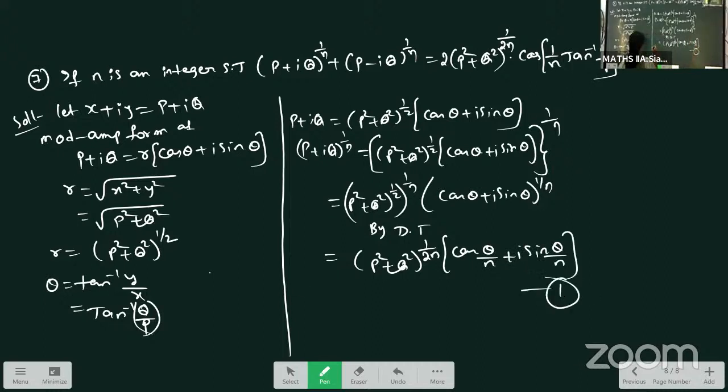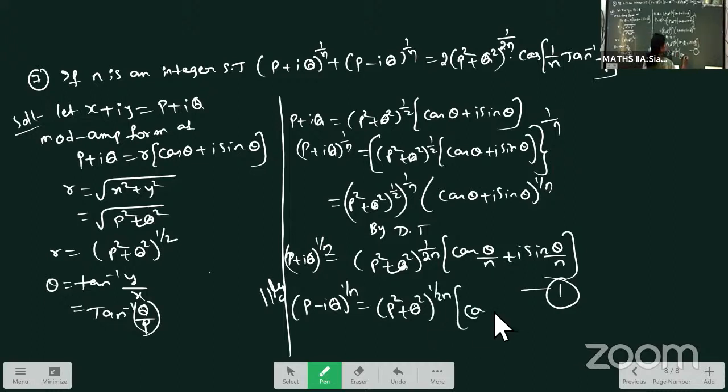This is the value of p plus iq whole to the power 1 by n. Similarly, write the other one. p minus iq whole power 1 by n is equal to p square plus q square power 1 by 2n into cos theta by n minus i sin theta by n. Take it as equation 2. Add 1 and 2.